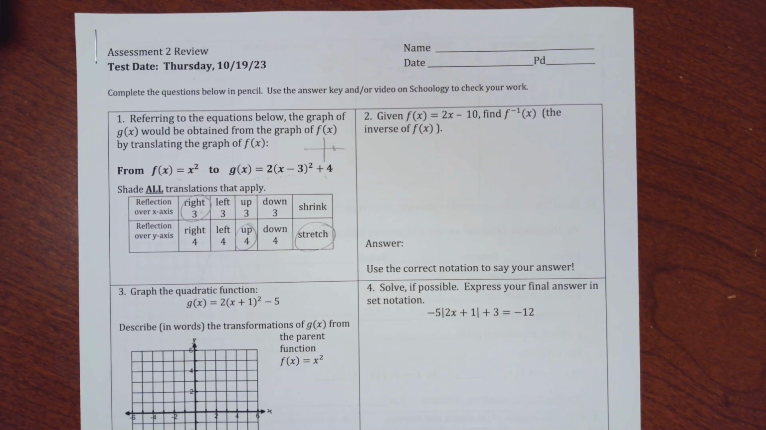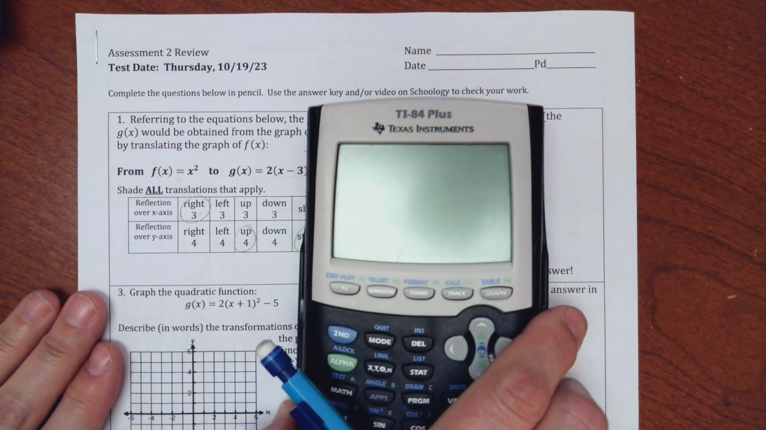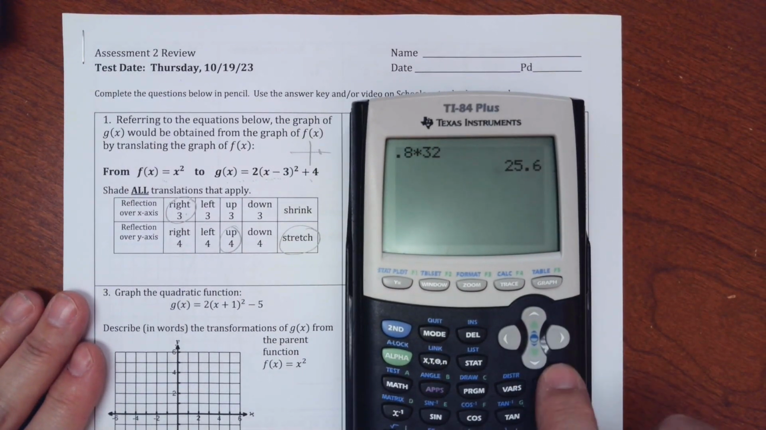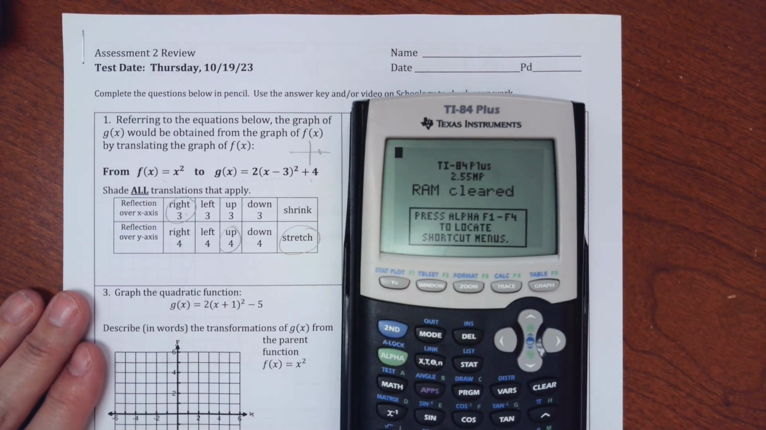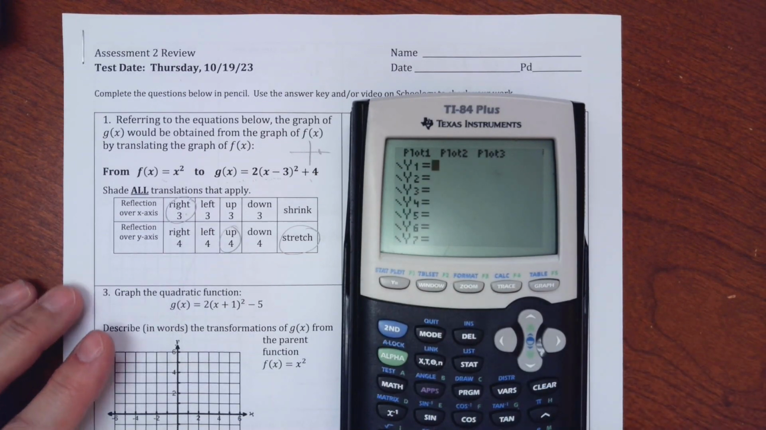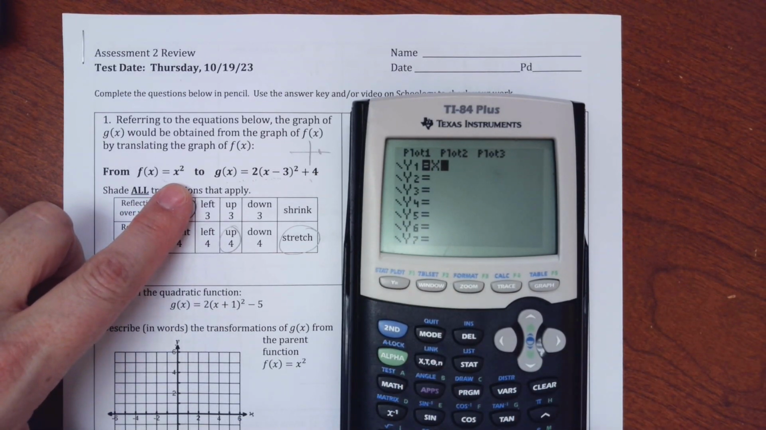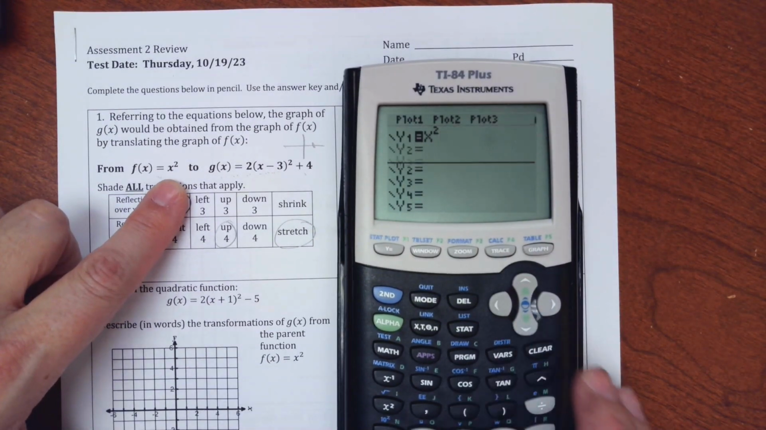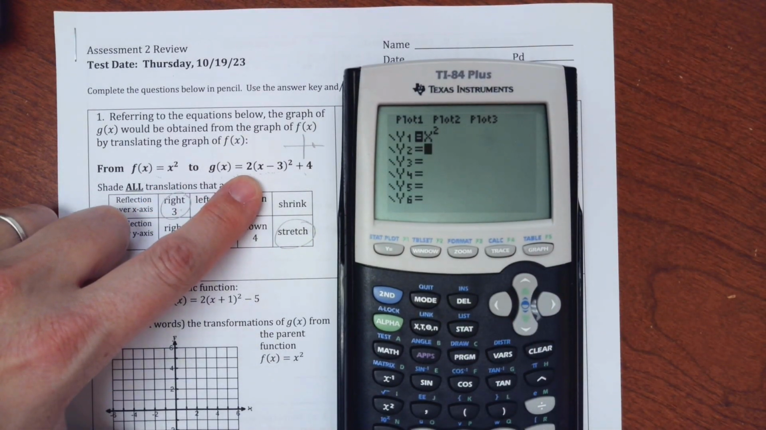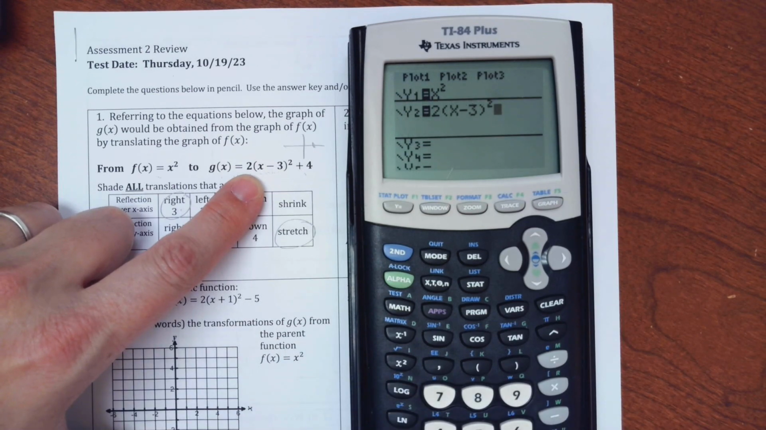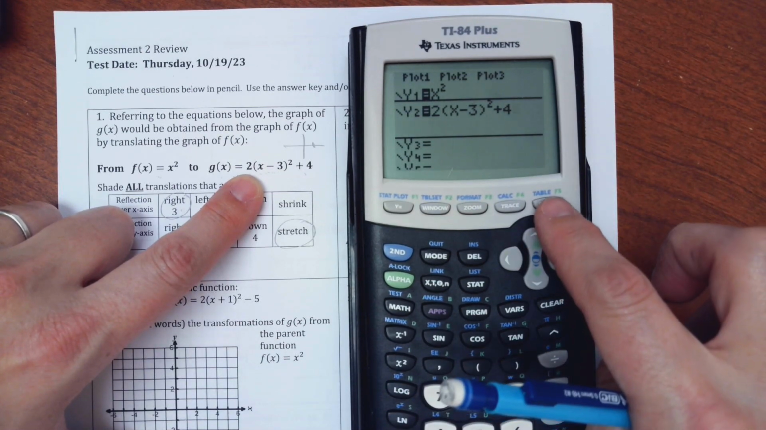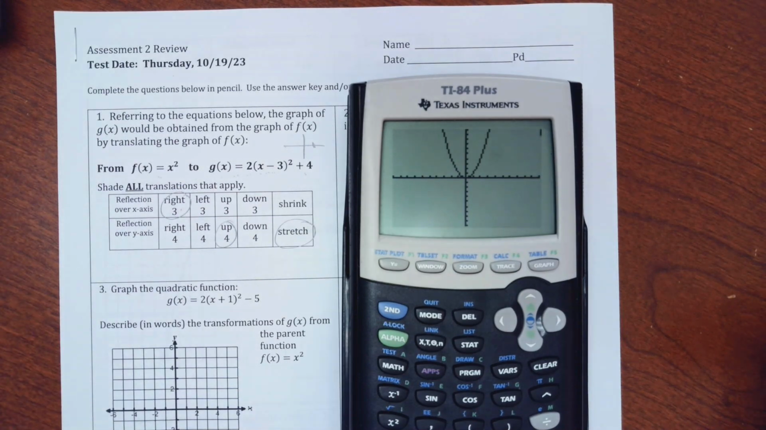Okay, don't forget, you can also go to your calculator and type this in, just if you want to make sure. So you could actually type in both. Let me clear my calculator. You press y equals, you type in x squared. That's the normal one, and then you go over here, you type in 2 parentheses x minus 3 squared, the square key is right here, plus 4. You press graph, there's the original, and there is the new one.